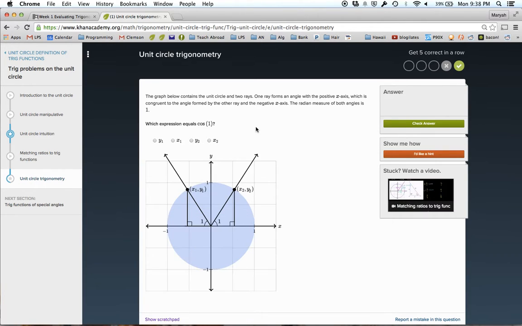The graph below contains a unit circle and 2 rays. One ray forms an angle with the positive x-axis, and it's congruent to the other one. The radian measure of both angles is 1. Which expression equals cosine of 1? So we want the cosine, which means we want the x value, so we want this x value right here. So only this angle on the right-hand side will work. So we want x2.